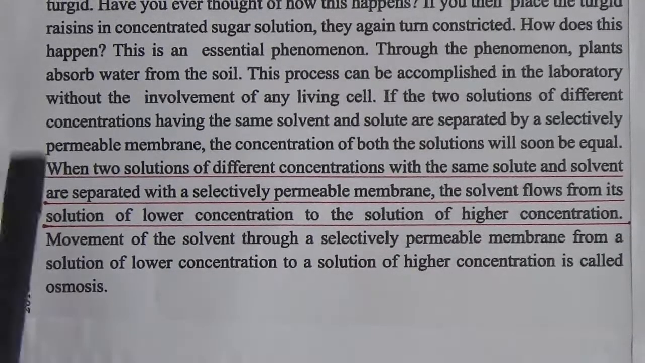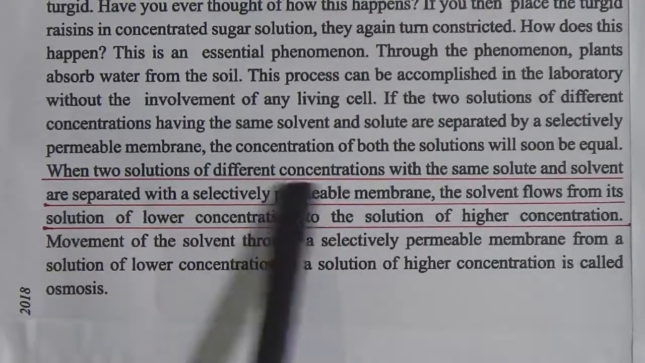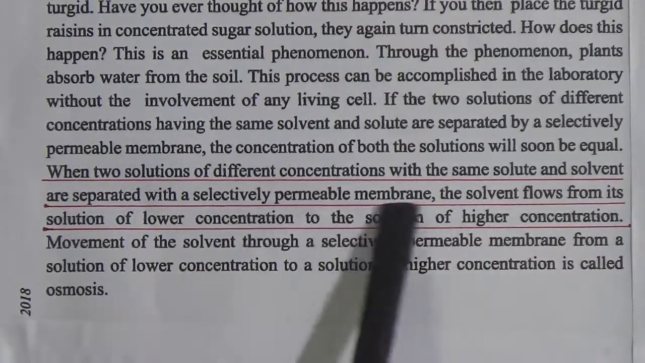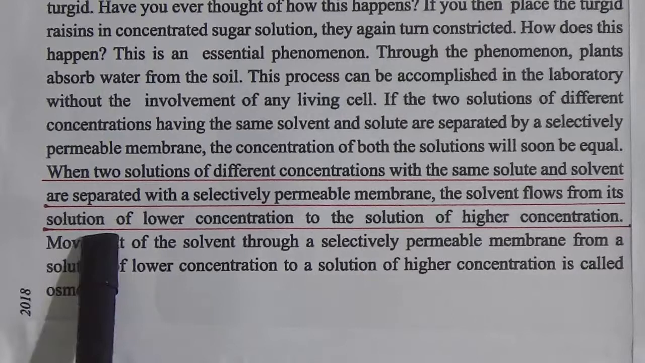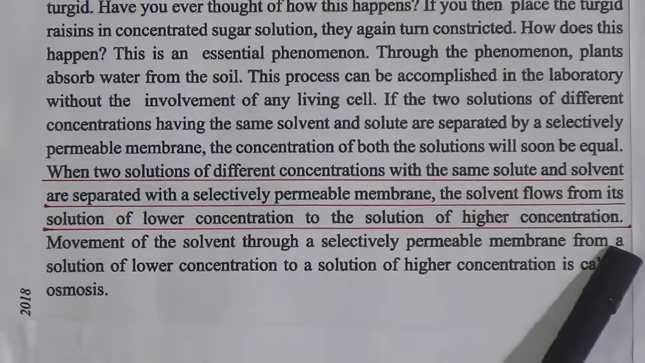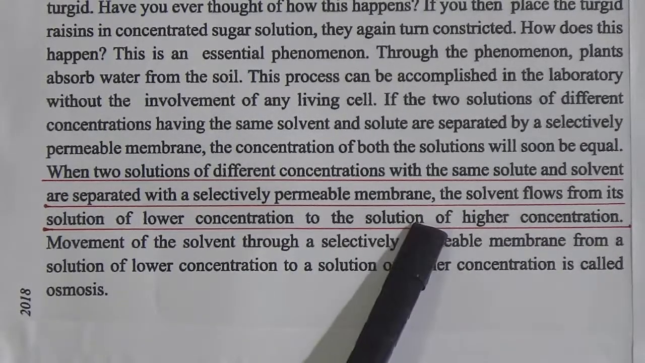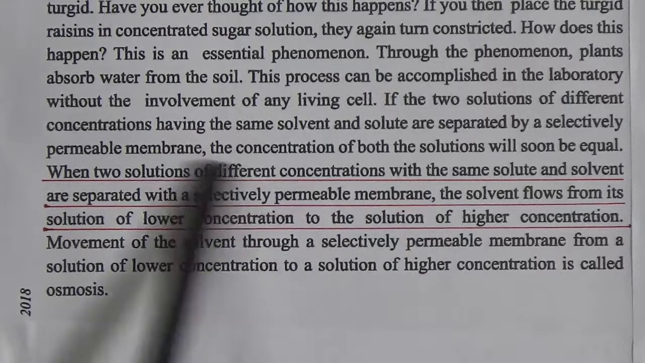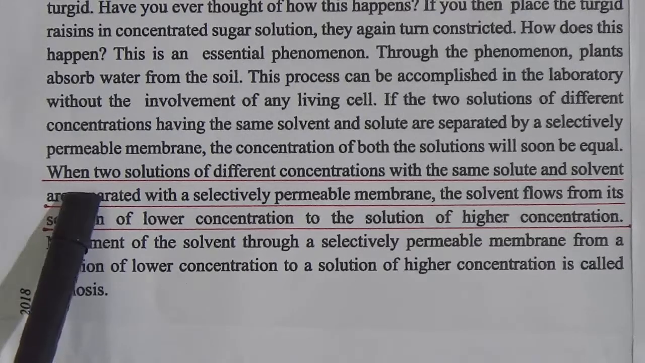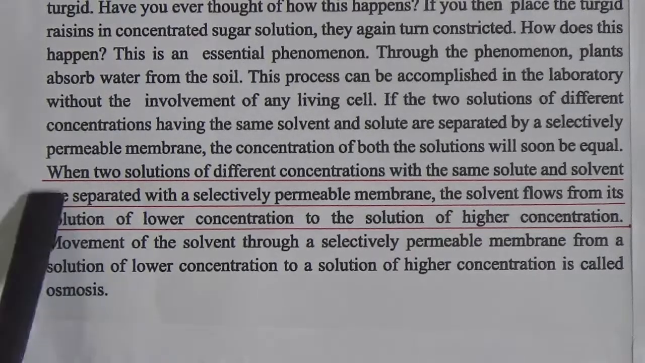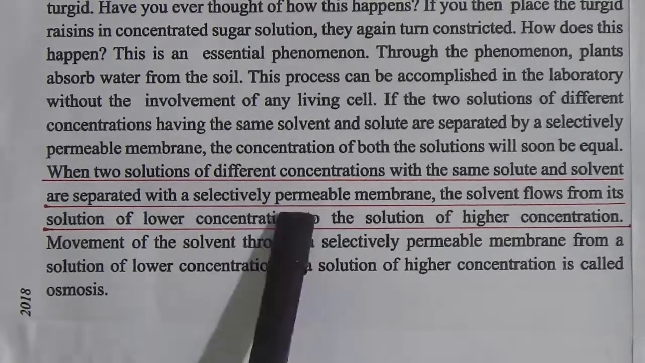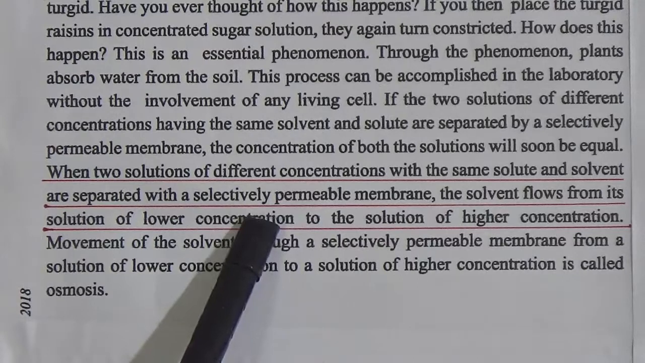Now come to osmosis, and we already learned about osmosis in our chemistry book also. The definition of osmosis: when two solutions of different concentration with the same solute and solvent are separated by a selectively permeable membrane, the solvent flows from the solution of lower concentration to the solution of higher concentration, and through this osmosis process, plants carry the water. That means plants absorb the water. First, absorption happens through imbibition, then it goes from one cell to another cell through osmosis, because the selectively permeable membrane or semi-permeable membrane is the cell membrane.